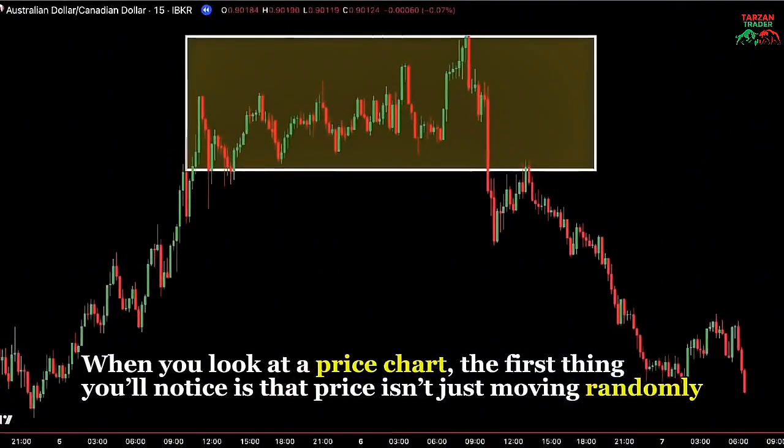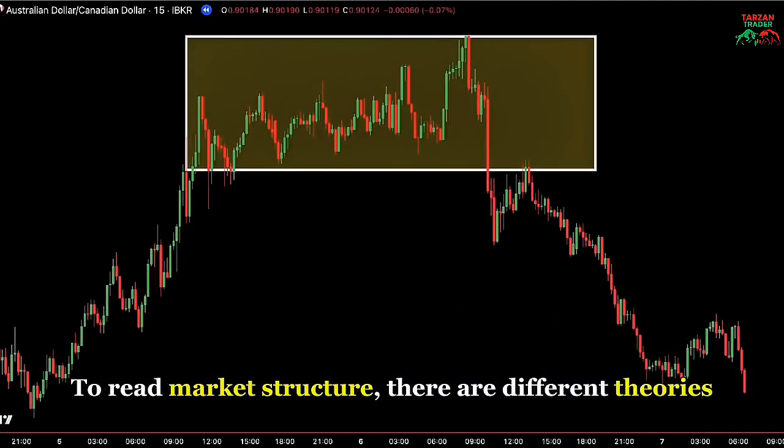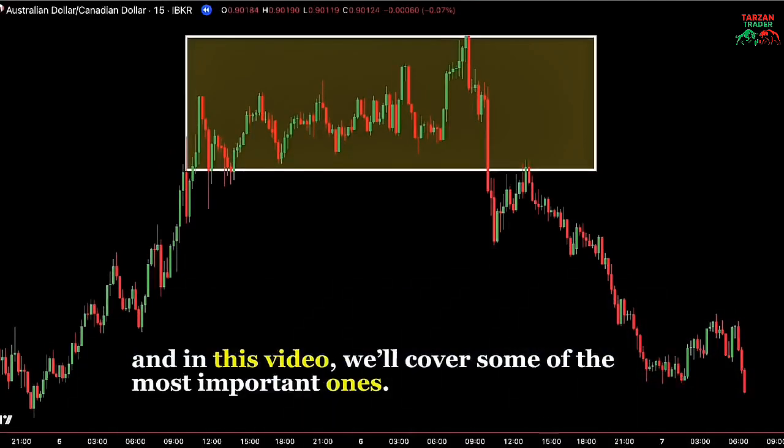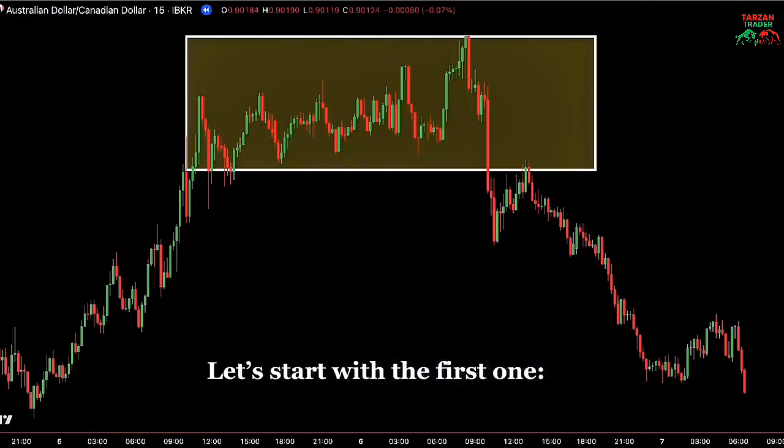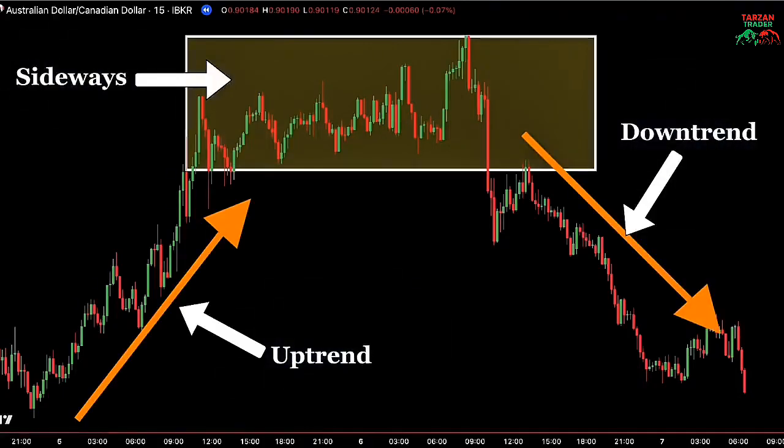When you look at a price chart, the first thing you'll notice is that price isn't just moving randomly. It follows a structure. To read market structure, there are different theories, and in this video we'll cover some of the most important ones. Let's start with the first one. According to Dow theory, the market can only move in 3 ways: uptrend, downtrend, and sideways. Let's break these down in a way that actually makes sense to you as a trader.